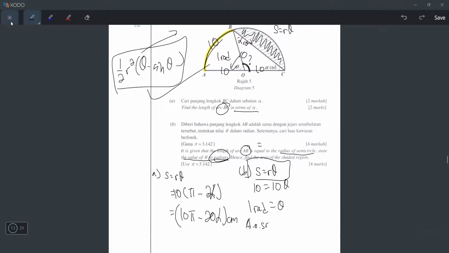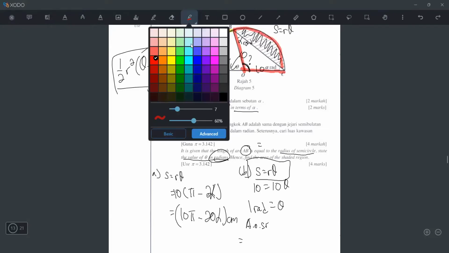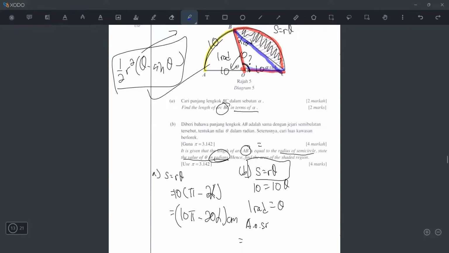But I will show you the slightly slower method, but the answer is the same. I'll show you later so you can understand better what I meant. So let's highlight it. This is what you do. You will take the red one, area of sector, minus the area of triangle, which is the blue one, like this. The yellow one, don't need already.